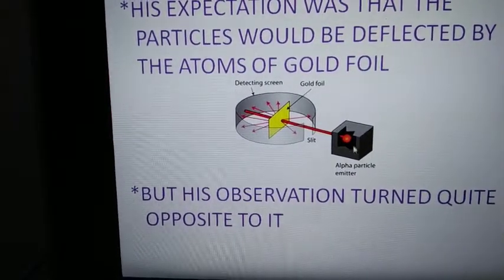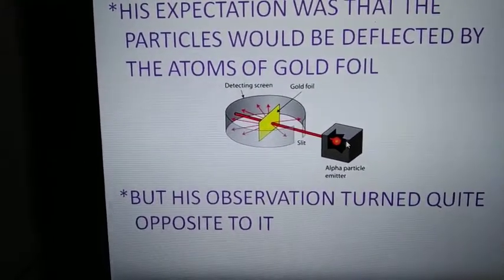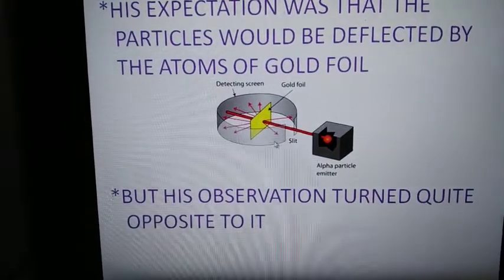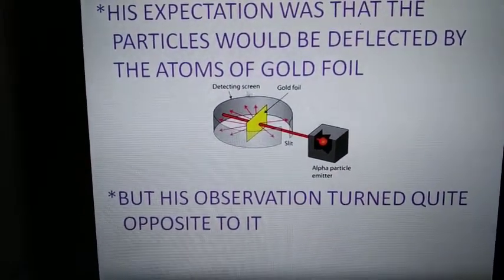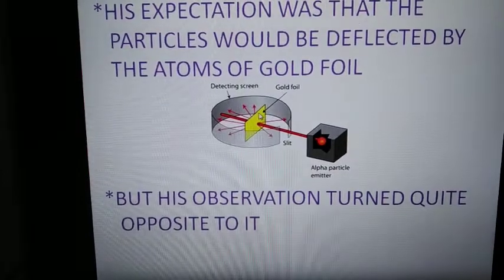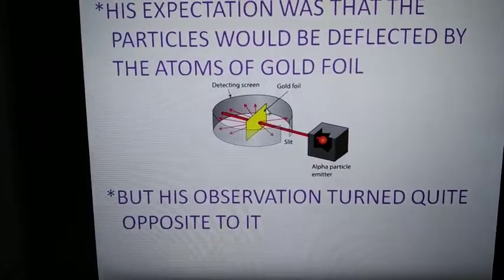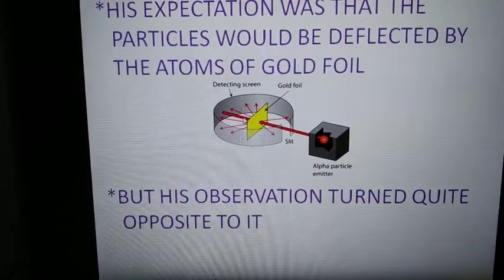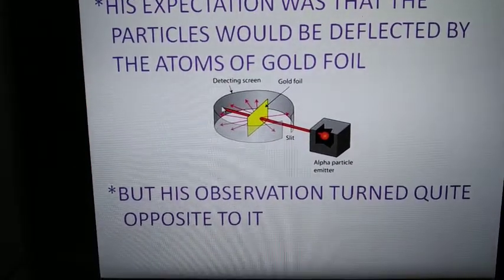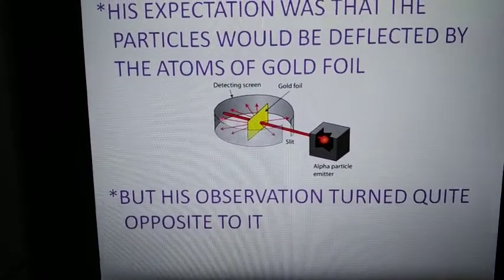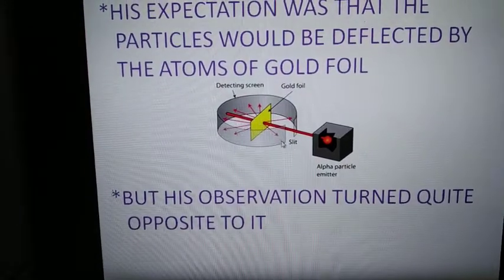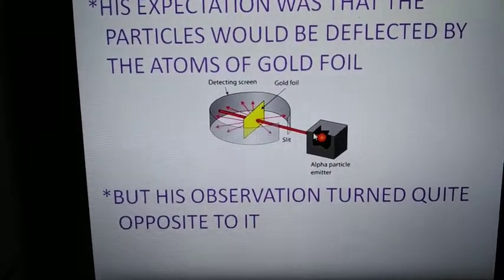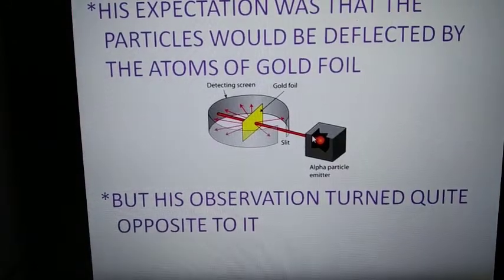See, this is the alpha particle emitter. From this the alpha particles will be produced. This is a slit. This is used for the gold foil. This is the gold foil. Of the alpha particles going, only some got through it, some are deflected, and some of them rebound. These were the observations of Rutherford's atomic model.